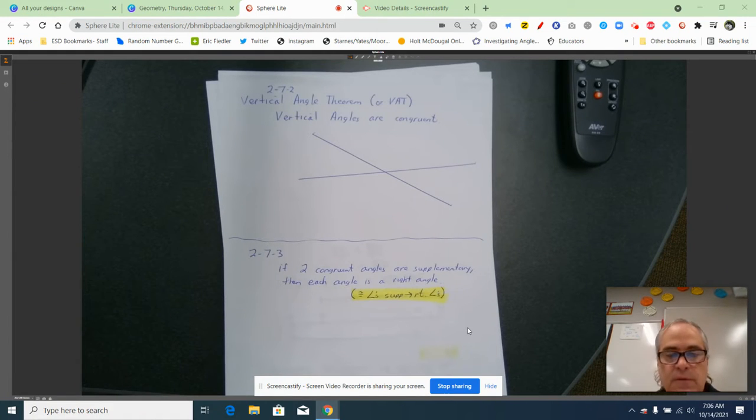First, the theorem is called the vertical angle theorem. Just a reminder, a theorem is something that can be proven. And I showed in the last video, without writing down the reasons, how you could actually prove that. First one today is one that a lot of students might guess at, which is that vertical angles are congruent.